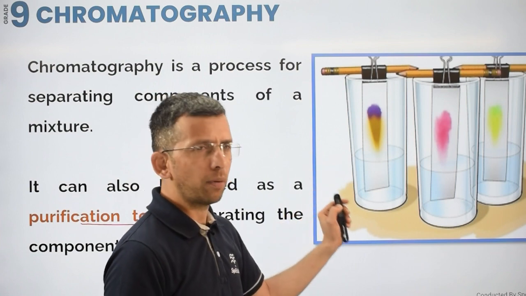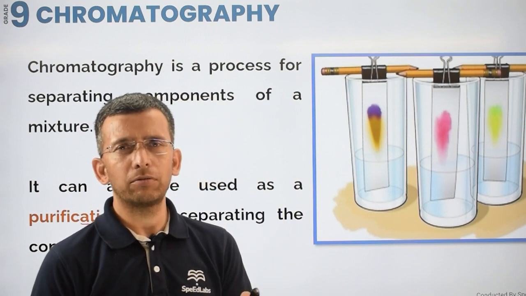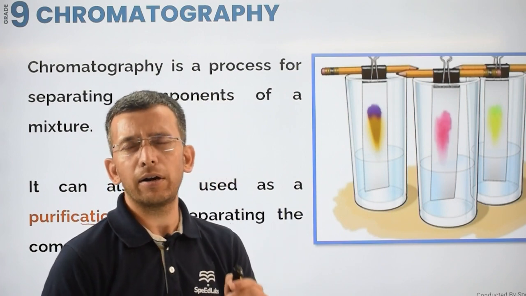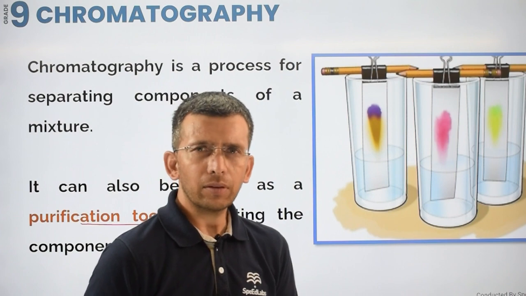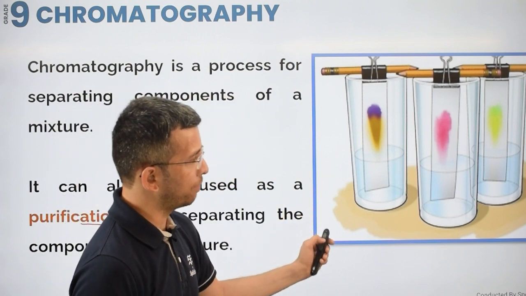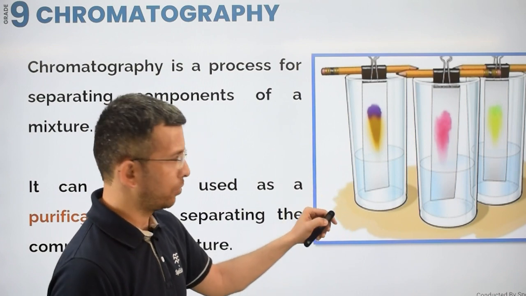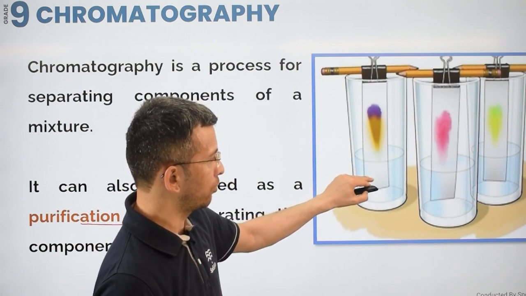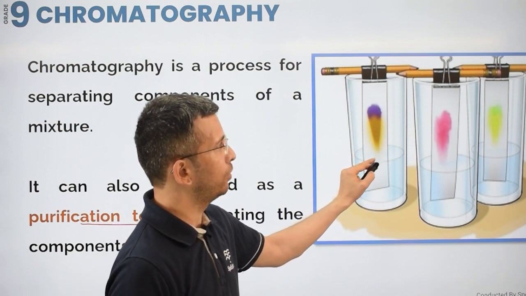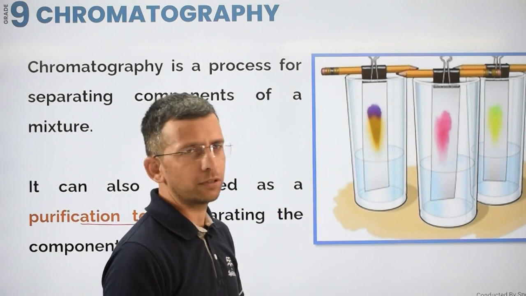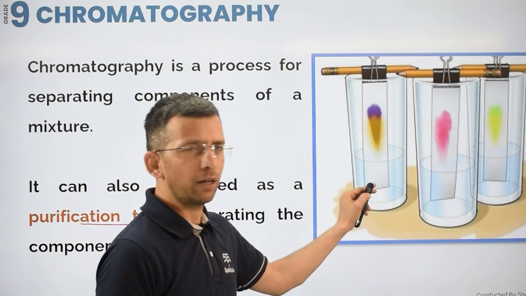Even I can use a column, a glass column which is completely packed with chalk or any kind of silica gel. That can also be used as a stationary phase. So my dear student, chromatography is a combination of the stationary and the mobile phase. As the solvent goes up, it is absorbed on the stationary phase. As you can see in this image, our stationary phase is a glass strip or maybe a paper strip. Paper can absorb the solvent.